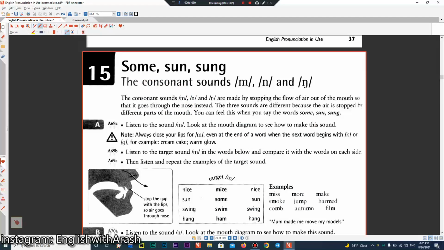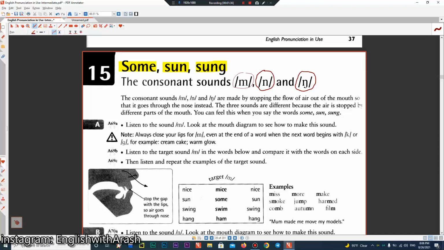So, some, son, and song. The third one needs a little bit more practice, so we will work on that more. The sounds we're going to work on: one of them is the m sound, of course. One of them is the n sound. And one of them is the ng sound, which I can't usually do singly, it's hard.